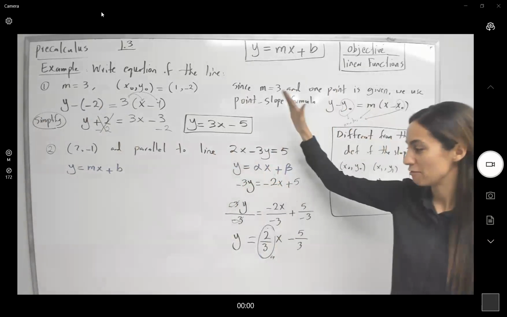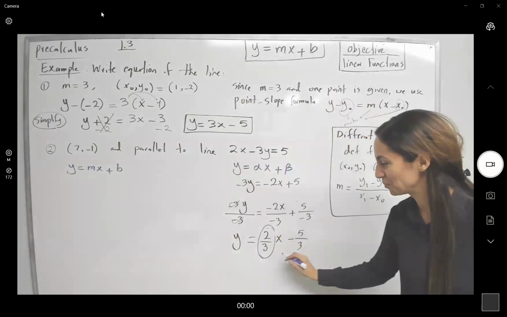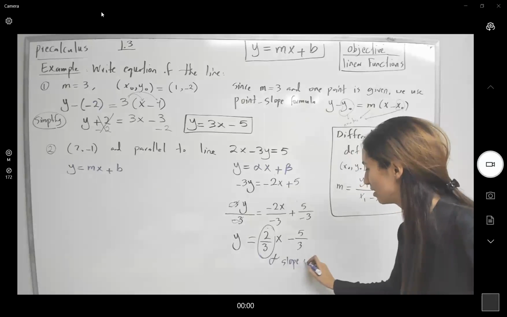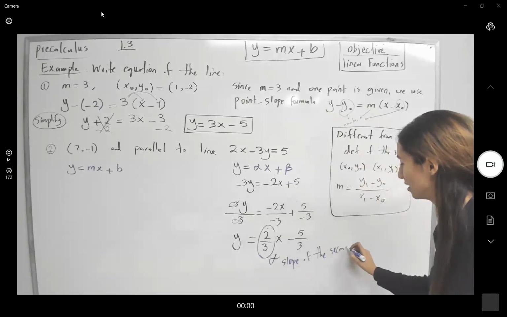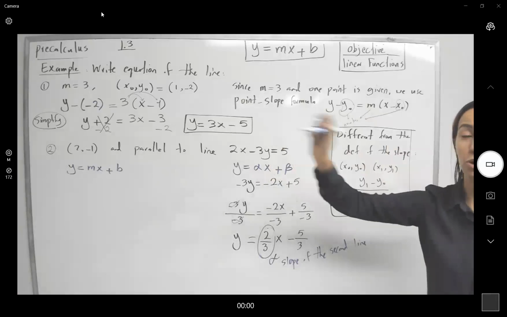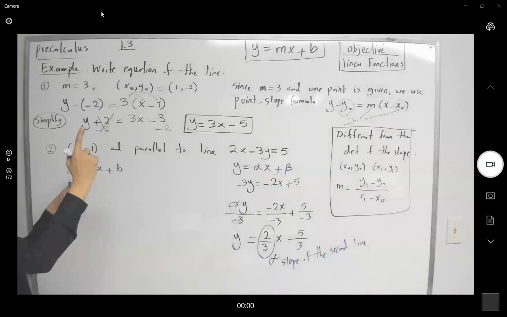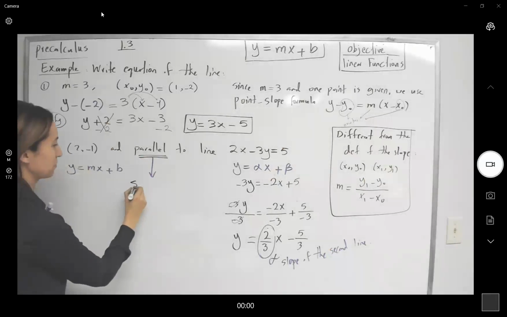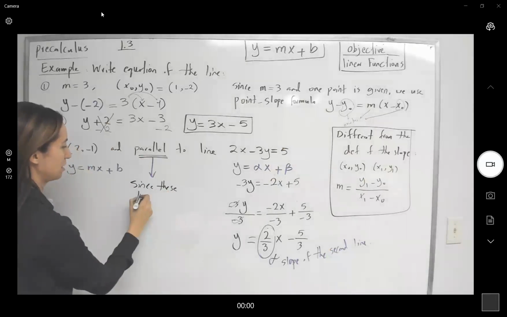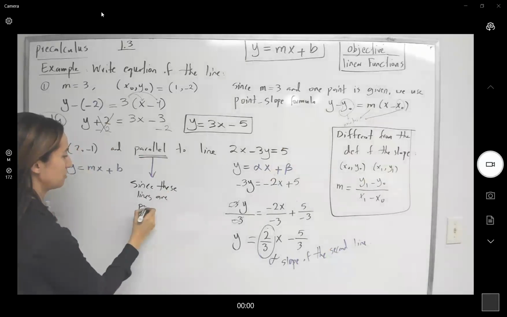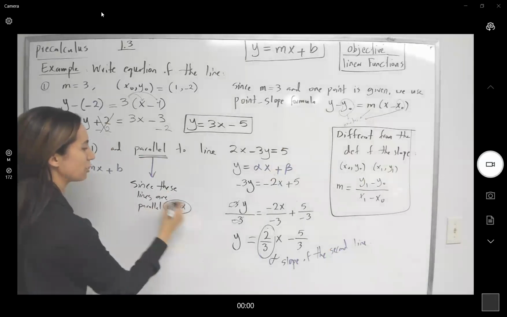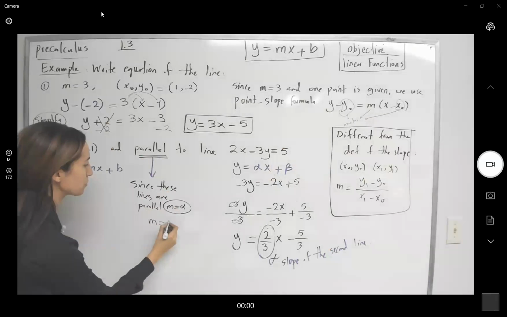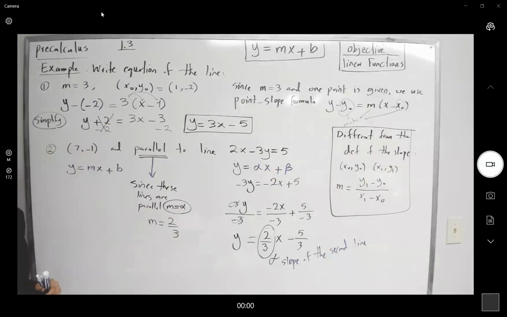What is the slope of this line? We have to do a little bit of algebra. So I found alpha, the slope of the second line. But I need to write down the equation of the first line. Since these lines are parallel, m and alpha are equal to each other. So I have my slope. Slope is 2/3.